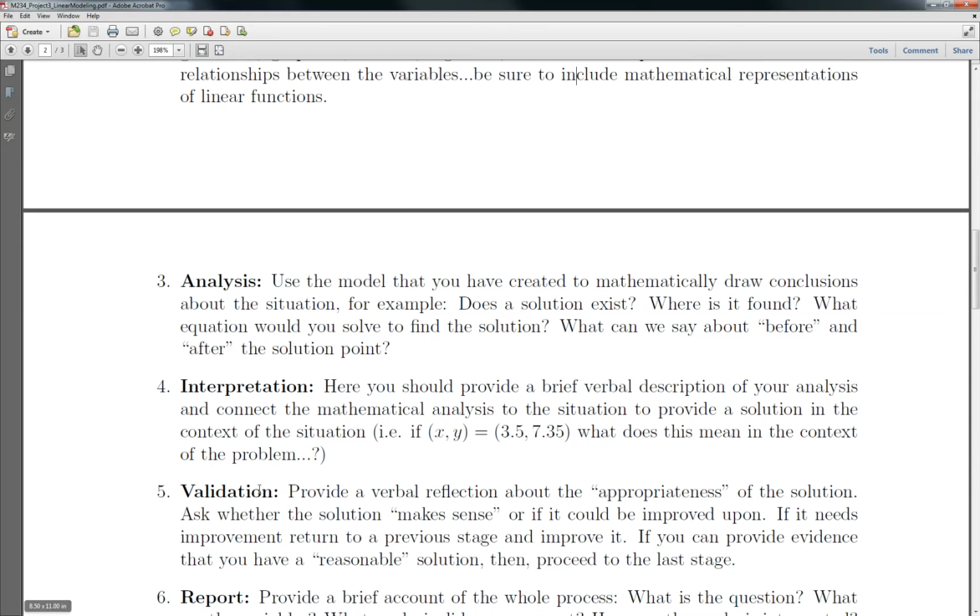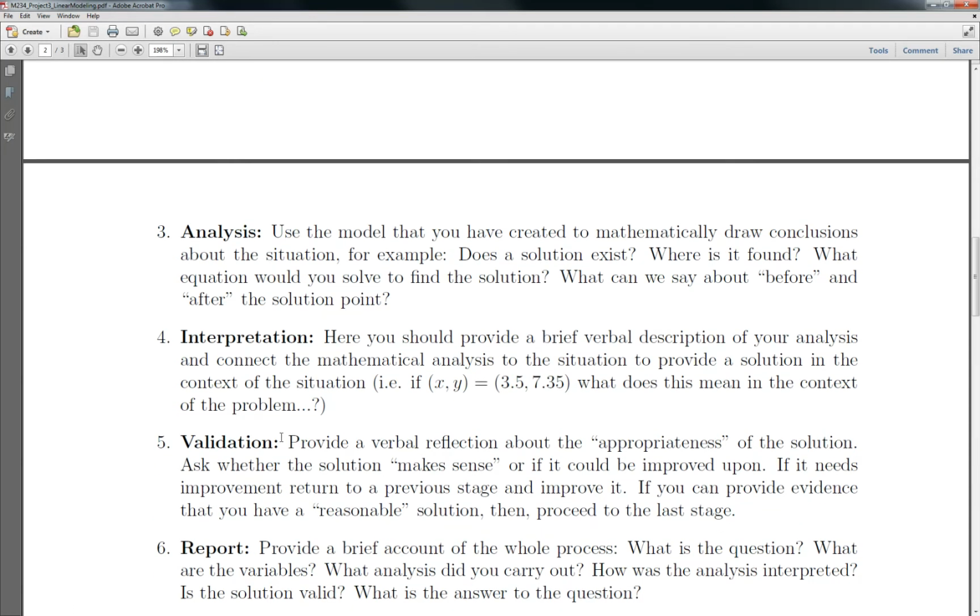The last thing is, well, second to last thing is to validate, so provide a verbal reflection about the appropriateness of the solution. So ask whether the solution makes sense or if it could be improved upon. If it needs improvement, go ahead and return and improve it. If you can provide evidence that you have a reasonable solution, then proceed to the last stage.